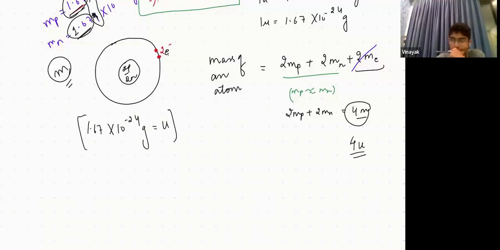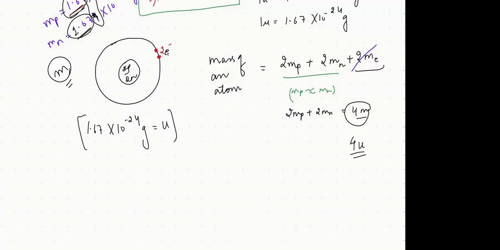Yes, ma'am. So similarly, suppose I talk about sodium, atomic number is 11, mass number is 23. Are you understanding?